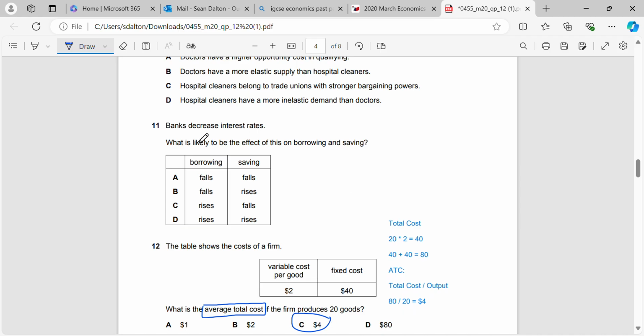Okay, banks decrease interest rates. What is the likely effect of this on borrowing and saving? Okay, so remember that when interest rates go down, that means that if you put your money in the bank, it is going to be paying you back less money. But if you want to borrow money from a bank, it's going to be easier to borrow because you have to pay back less money. Therefore, what's going to happen with borrowing? Borrowing is going to go up, and spending will go up, and savings will come down.